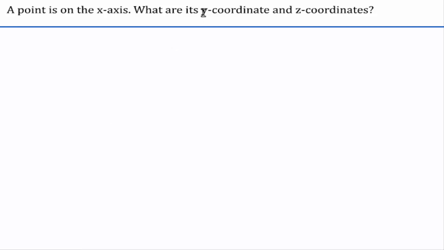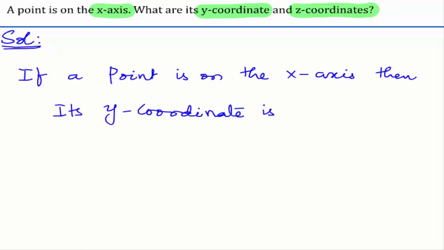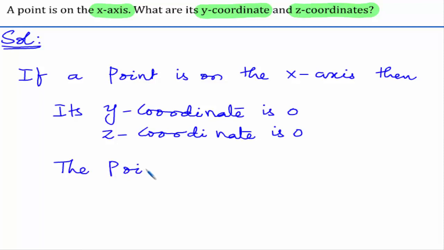In this question, we have to tell the y coordinate and z coordinate of a point which is lying on the x-axis. Let us see the solution for this. If a point is on the x-axis, then its y coordinate is 0 and z coordinate is also 0. That means the point looks like this. So the point's x coordinate can be any x, and y coordinate is 0, z coordinate is 0.